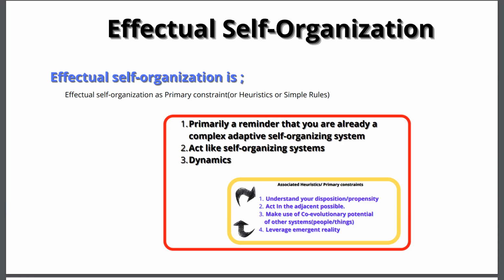This is the final articulation of effectual self-organization. Primarily, it is a reminder. Secondly, before going to the specifics, it is about the big picture or primary constraint, that is, act like a self-organizing system. You're already a self-organizing system. And thirdly, it's about using these primary dynamical constraints.